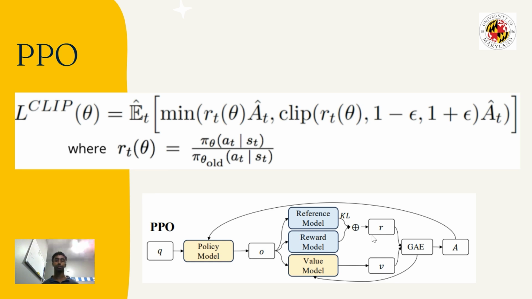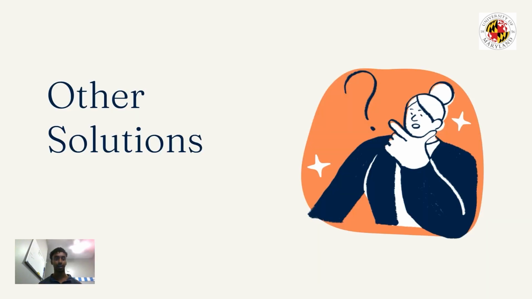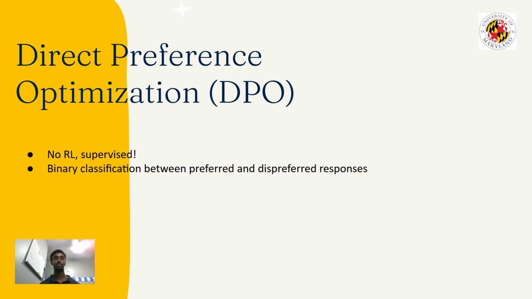So to solve this, we define our next solution, which is DPO, or direct preference optimization. In DPO, we completely drop reinforcement learning, our reward model in general, and switch to a completely supervised learning problem. And it ends up being just a binary classification between your preferred and dispreferred response using some neat algebra.